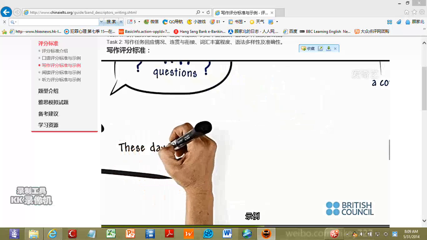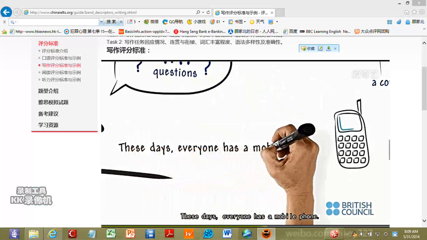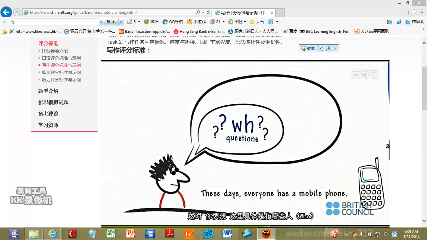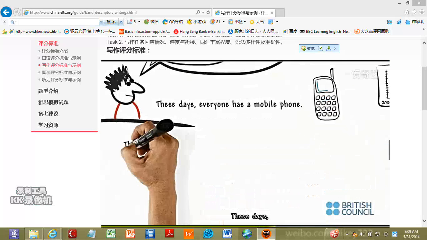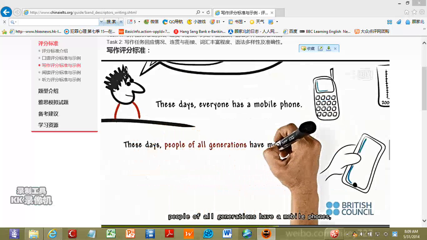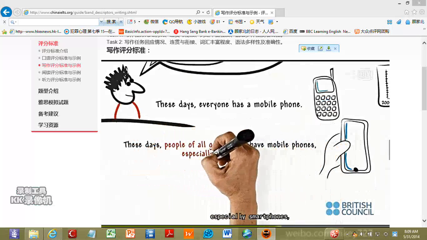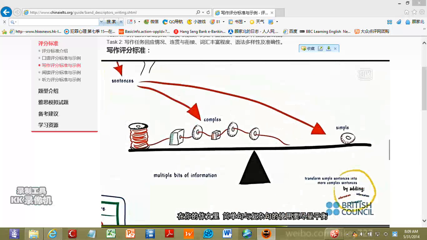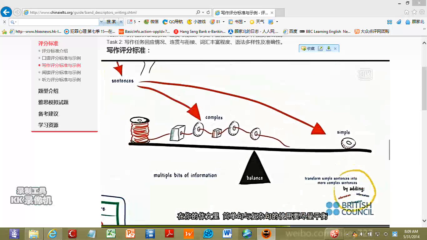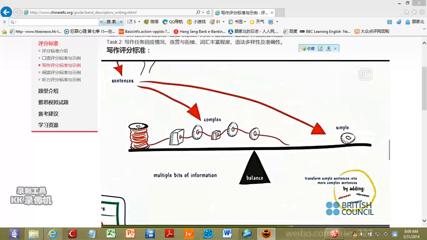For instance, these days everyone has a mobile phone. Think to yourself, who, what, why? These days, people of all generations have mobile phones, especially smartphones, because you can do so many things with them. In your writing, there should be a balance of simple and complex sentences.